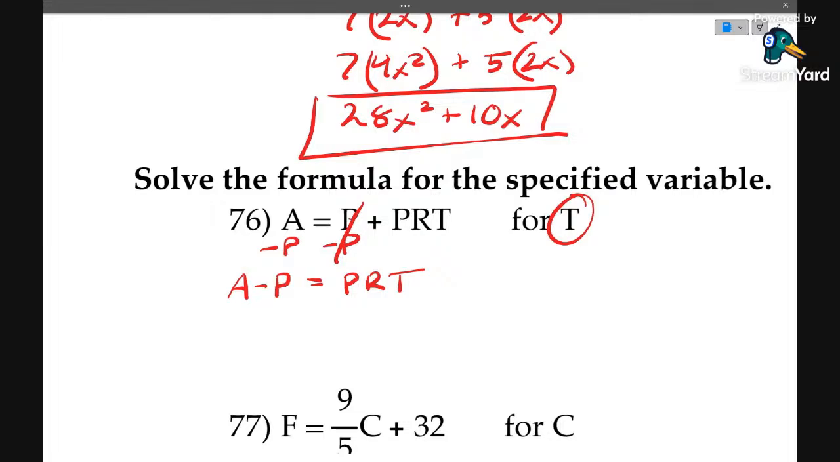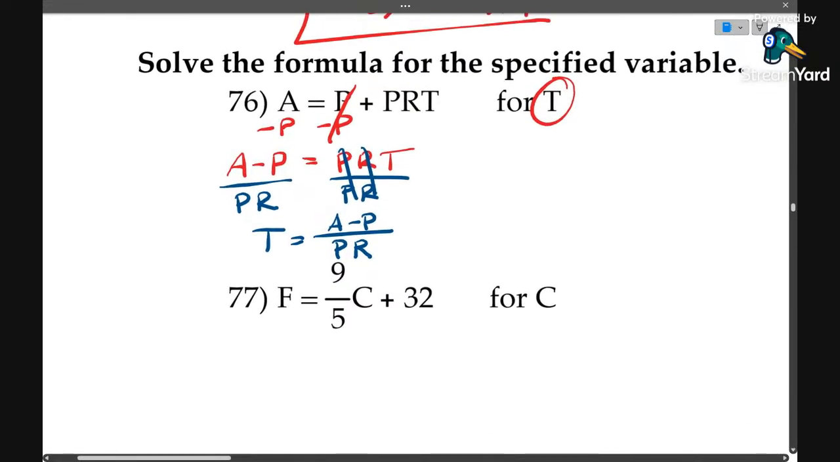Then to separate the T from the PR, since they're being multiplied, we can divide both sides by PR. That will eliminate those. So T will be isolated: T equals A minus P over PR.